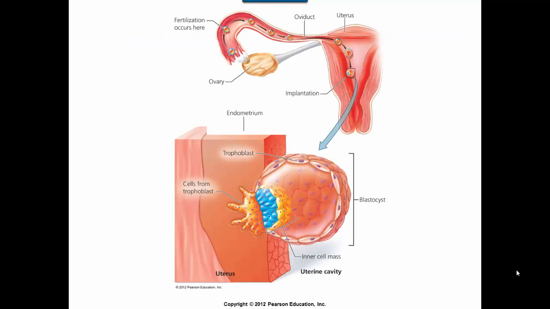So this shows fertilization occurring in the oviduct after the secondary oocyte is released from the ovary. It travels into the oviduct where the sperm had traveled, fertilization occurs, and then the blastocyst reaches the endometrium of the uterus. This shows the blastocyst implanting in the endometrium within the uterus and releasing enzymes, which is basically burrowing into the mother's endometrium to implant.